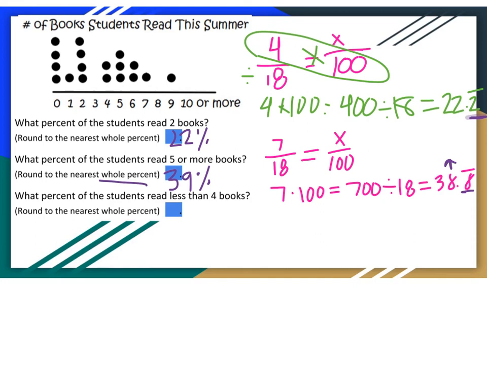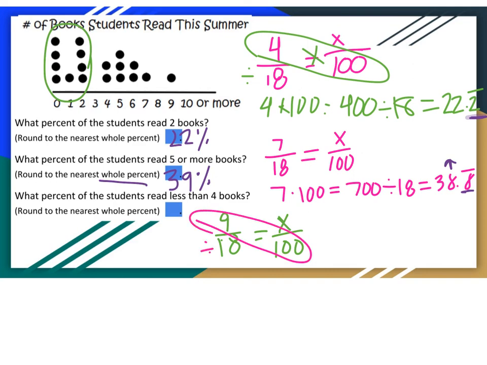Okay, we just have one more. What percent of students read less than 4 books? So think about what is less than 4. It does not include 4. It's anything less than that. So the 3, 2, 1, 0 people. So count those dots. I'm seeing 9 of them because we're talking about this group. So 9 out of the 18 equals x out of 100. Go ahead and do your cross multiply and divide, and let's see what you get.